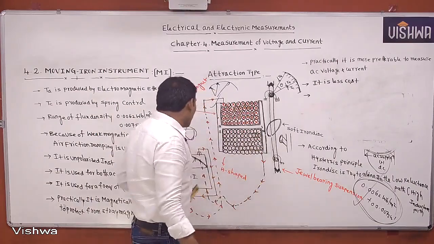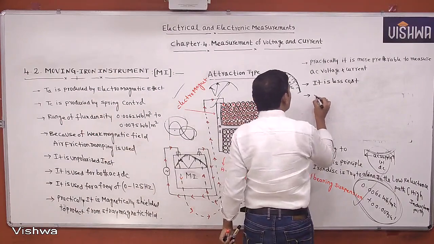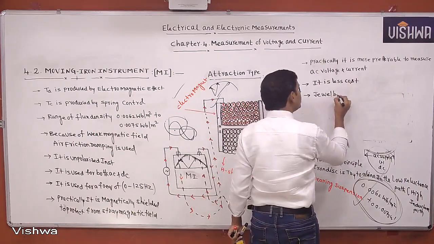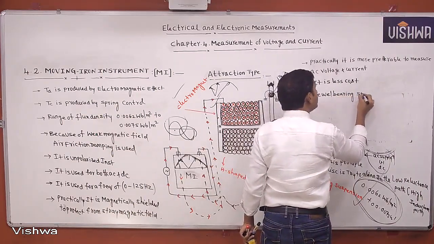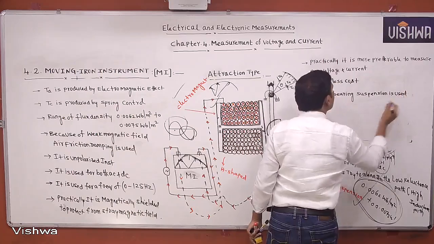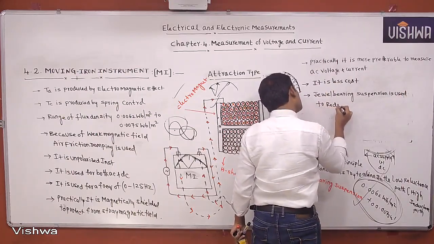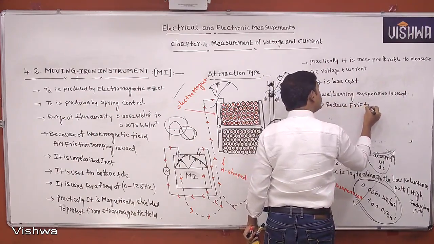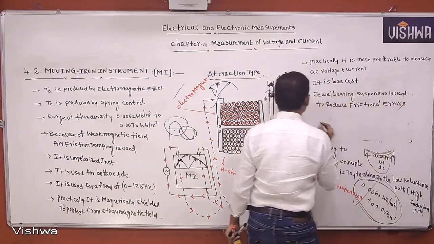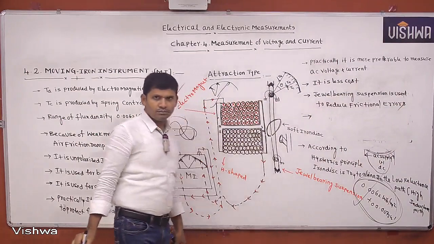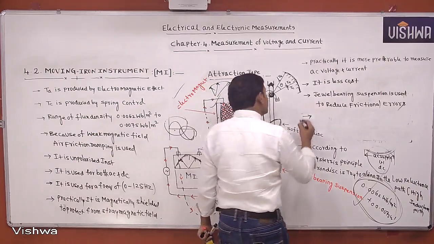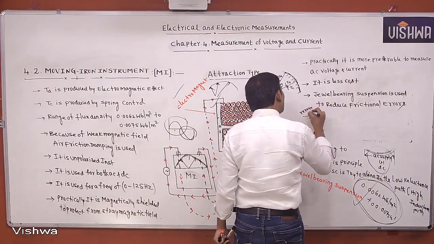Okay. Then what is the purpose of using jewel bearing suspension? Jewel bearing suspension is used to reduce frictional errors. Yes, very important statement. Based on this statement only we can solve the classroom workbook questions also.